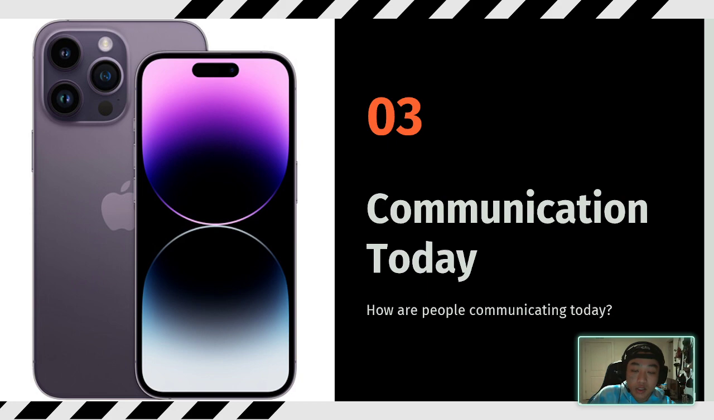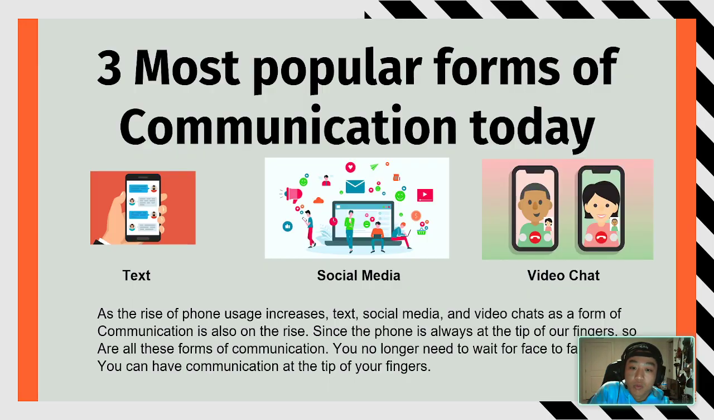Next, communication today: what is it and how are we communicating with people? The three most popular forms of communication today are text, social media, and video chatting. As phone usage increases, text, social media, and chats as forms of communication also increase. Since the phone is always at the tip of our fingers, it's so easy to access all these different forms of communication. You no longer need to wait for face-to-face communication, and you can just pull out your phone and talk to anyone at any time you want, really.